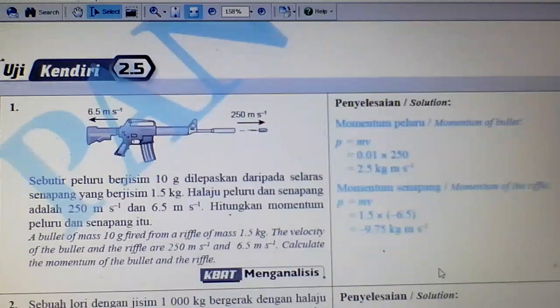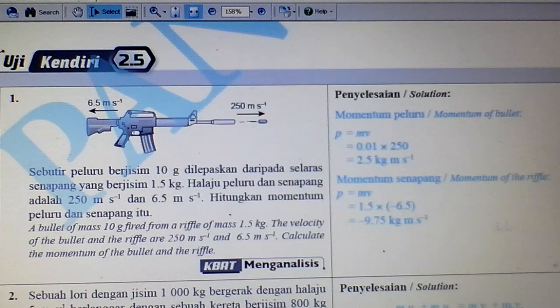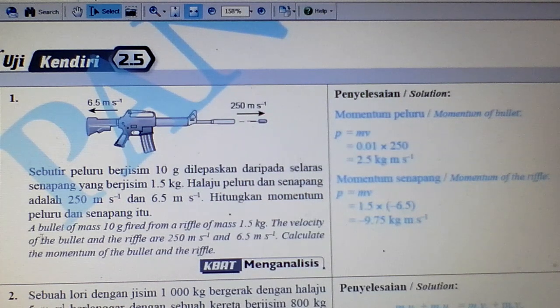Okay, look at Uji Kendiri 2.5, some example problem solving. Number 1: a bullet of mass 10 gram is fired from a rifle of mass 1.5 kg. The velocities of the bullet and rifle are 250 meters second negative 1 and 6.5 meters second negative 1. Calculate the momentum of the bullet and the rifle.